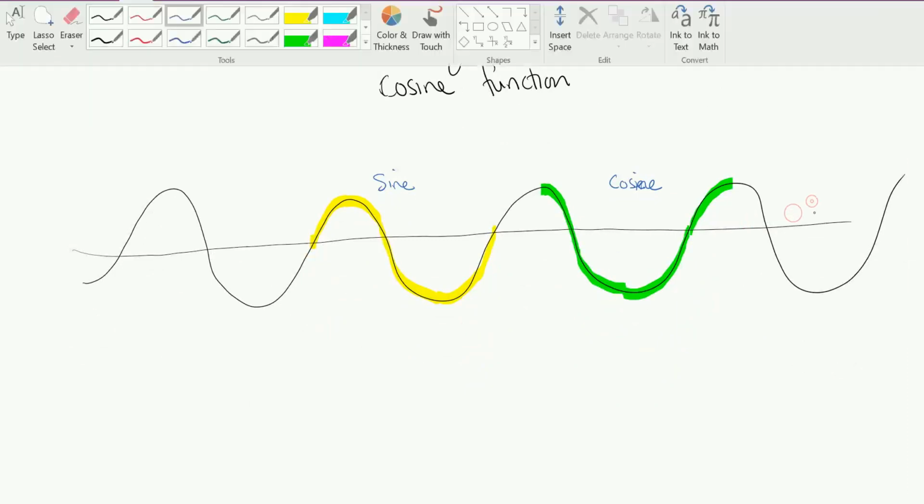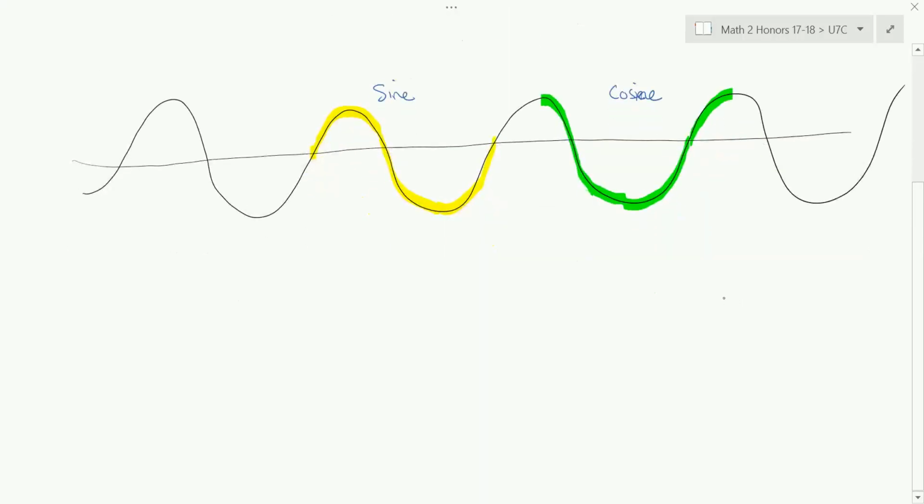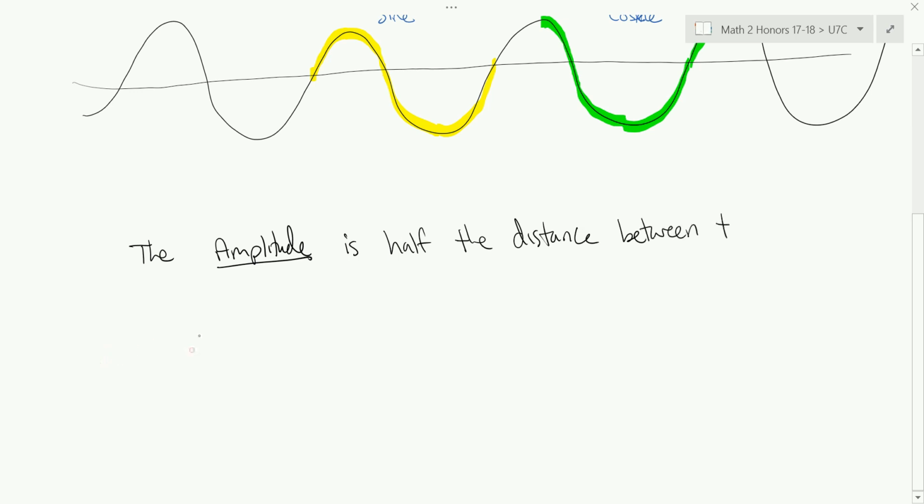There are two pieces, when I give you an equation, that you want to read off the equation. The first piece is the amplitude. And the amplitude is half the distance between the max and min values of your graph.